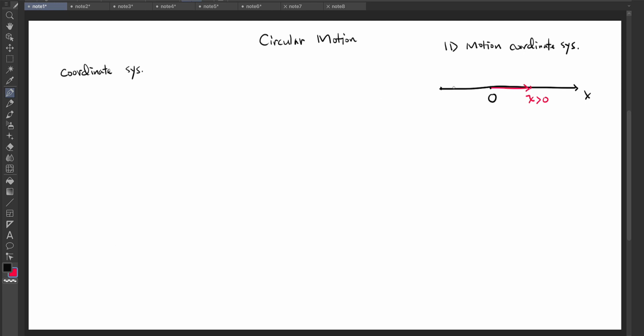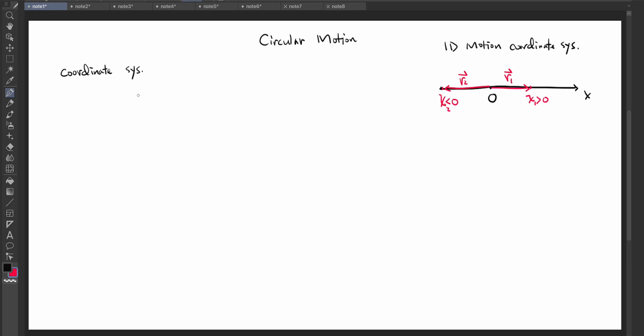Now similarly, if there's an object on the left side of the origin, then its coordinate x is negative, and that represents a vector pointing to the left side. So let's call this R1 and that's R2. Let's label these X1 and X2. And there it is. That's our coordinate system for 1D motion that we know before. Now, you may ask, why do I talk about this 1D motion coordinate system that we already know?